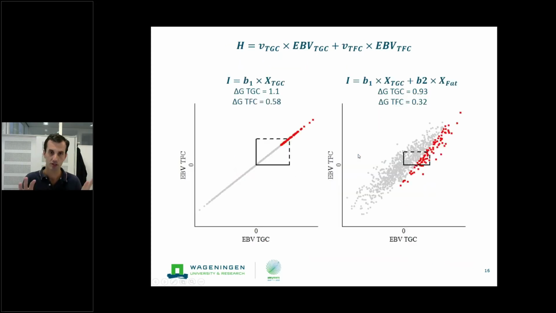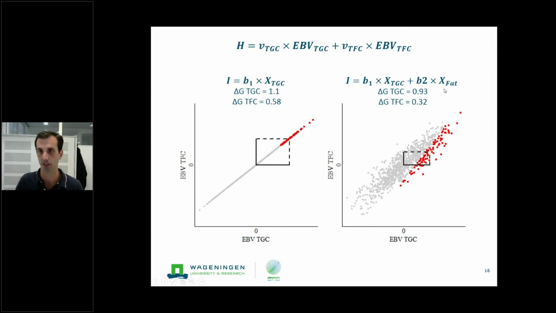So if you put these two graphs together, you see that in both cases, our breeding goal is to improve thermal growth coefficient and thermal feed intake coefficient. But in our first case, where we only have records for thermal growth coefficient, you see that we get a high response for growth of 1.1 and also a high response for thermal feed intake coefficient because we simply select those fish with the highest breeding values for both traits.